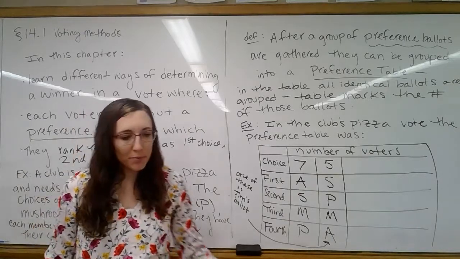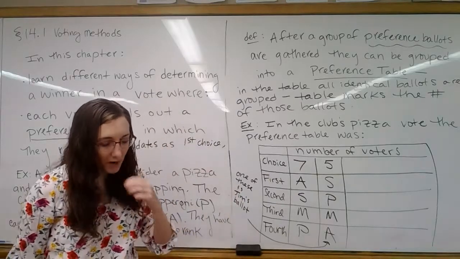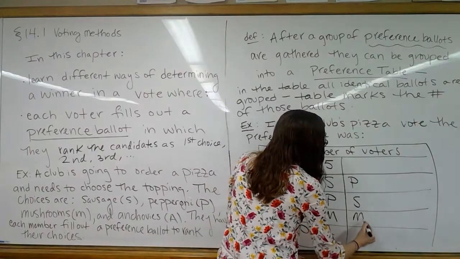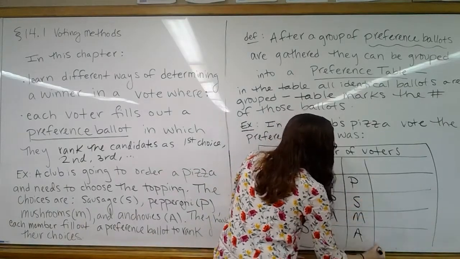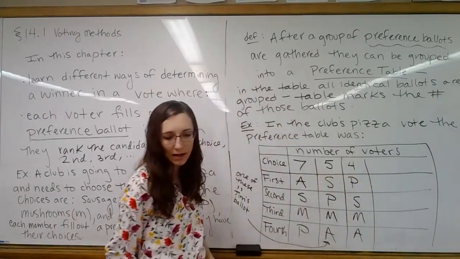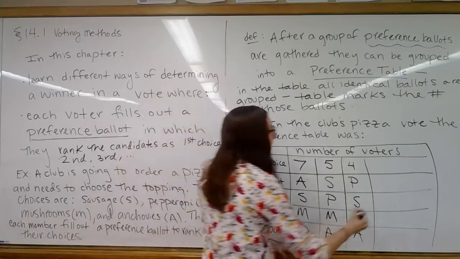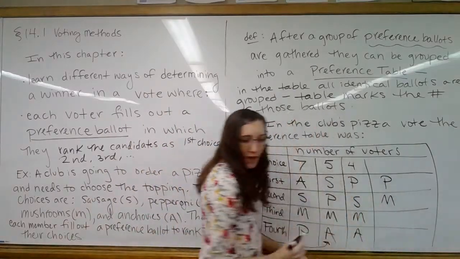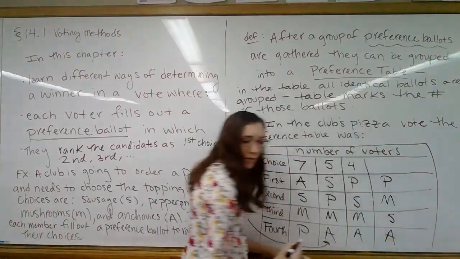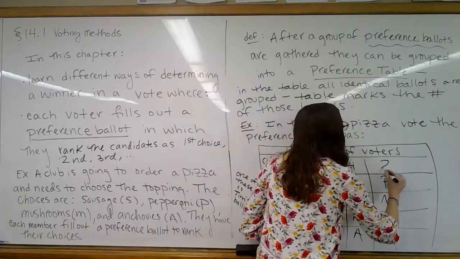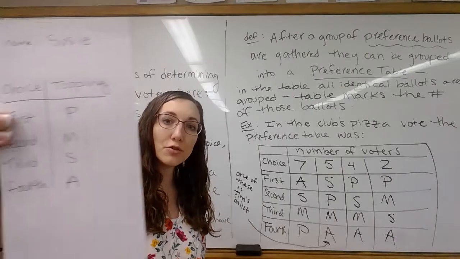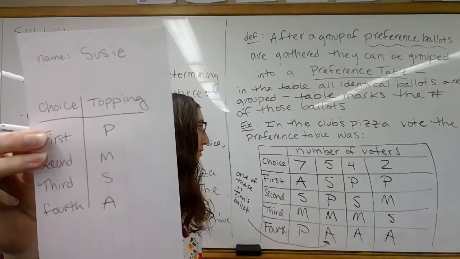Then we probably have people who voted other ways. So maybe a group of people put pepperoni and then sausage and then mushrooms and then anchovies. Let's say that 4 people did that. And then in the last column we could put, let's say, people who put pepperoni and then mushrooms and then sausage and then anchovies last. And maybe we have 2 voters who do that. Notice in that last column, one of those 2 is Susie's ballot, right? That's exactly what Susie's looked like.